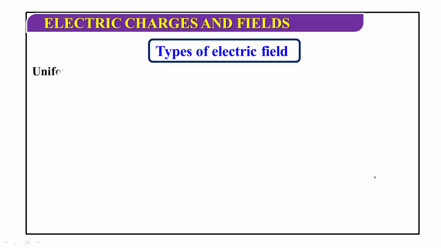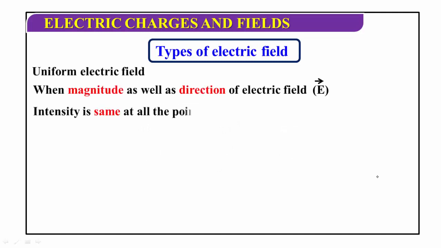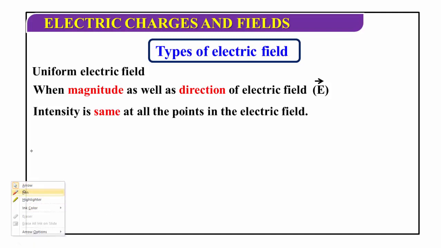The uniform electric field, the word itself says the electric field is equally distributed. The electric field is equally distributed, or the electric field is the same at all the points in that field. Then it is called uniform electric field.